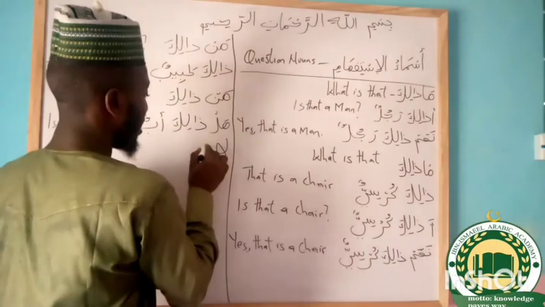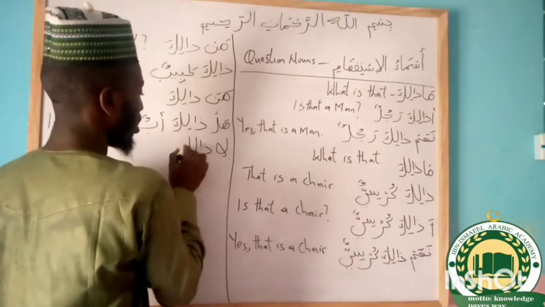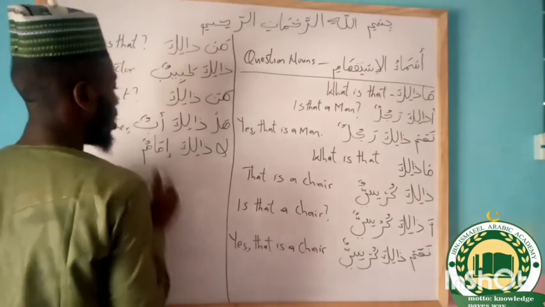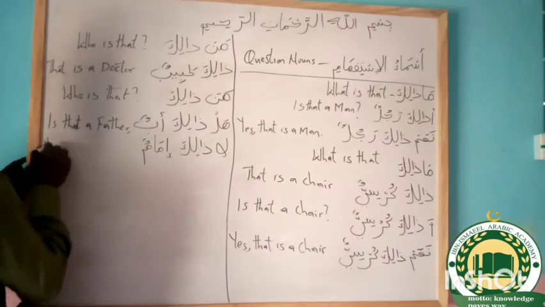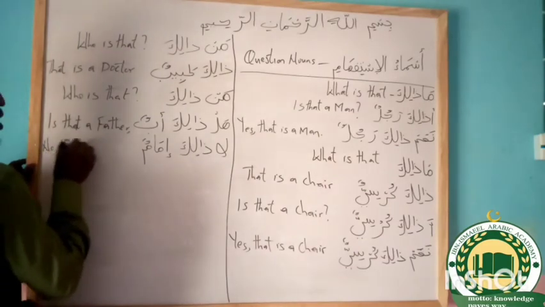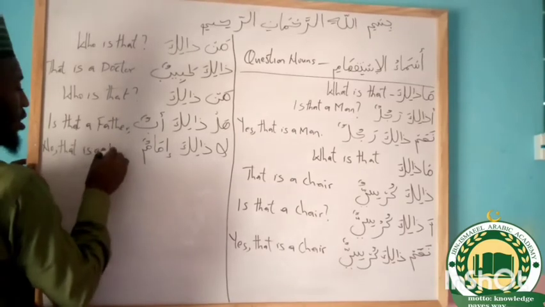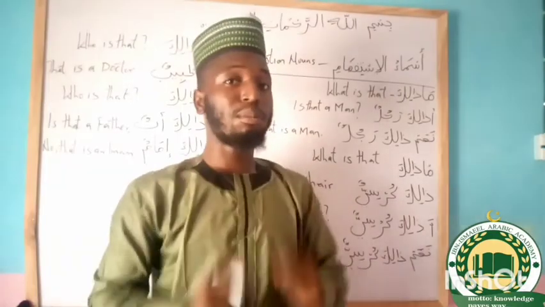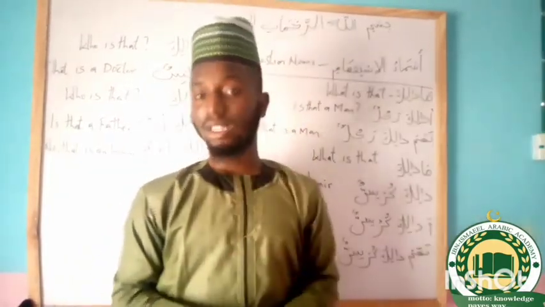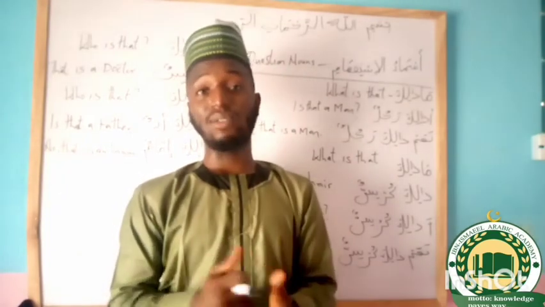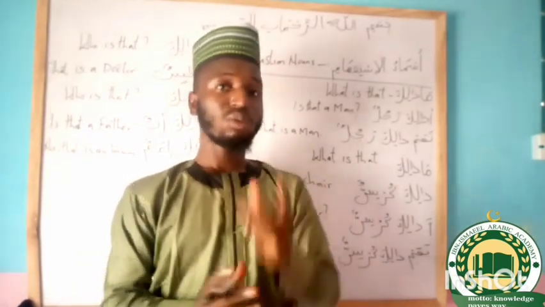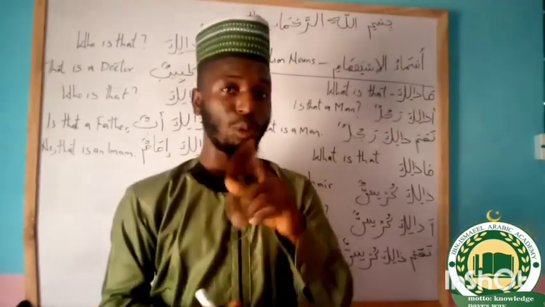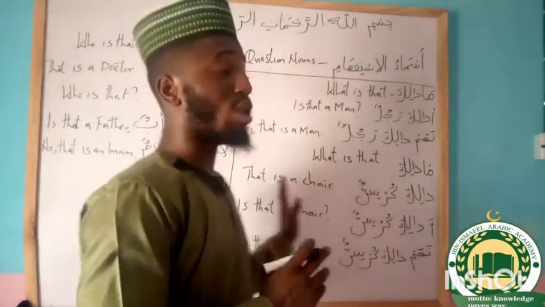La, ذلك إمام. ذلك إمام. No, that is an imam. That's just the simple logic of the Arabic language. Don't find it very difficult. It will be difficult if we make it so, but let's take it to be simple. May Allah subhanahu wa ta'ala make it easy for all of us. Now this is the simple logic of the Arabic language.